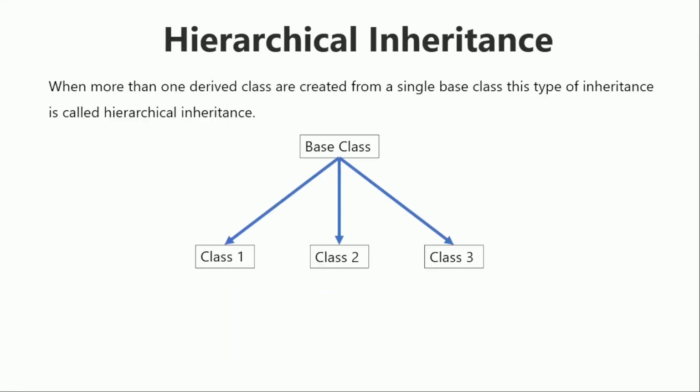Now let us move to our last type of inheritance, which is known as hierarchical inheritance. When more than one derived class is created from a single base class, this type of inheritance is called hierarchical inheritance. For example, in a real-time example, a father will have two sons, child 1 and child 2, where child 1 and child 2 inherit the characteristics of their parent, who is known as father. And this is how hierarchical inheritance works. Now let us try to execute this hierarchical inheritance in our code editor.